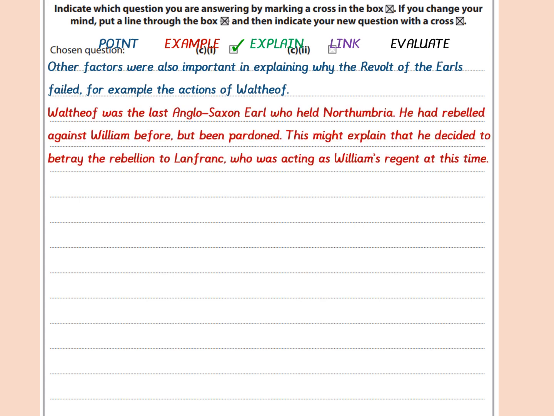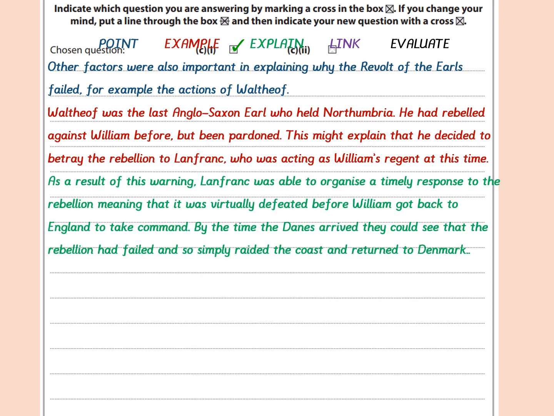Waltheof was the last Anglo-Saxon earl who held Northumbria. He had rebelled against William before, but been pardoned. This might explain why he decided to betray the rebellion to Lanfranc, who was acting as William's regent at this time. As a result of this warning, Lanfranc was able to organise a timely response to the rebellion, meaning that it was virtually defeated before William got back to England to take command.